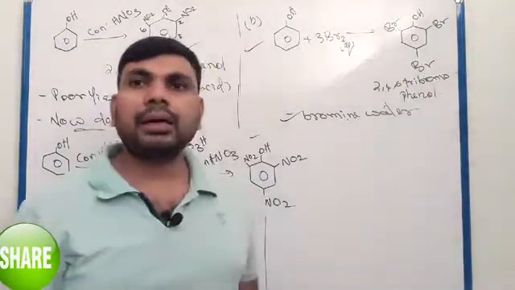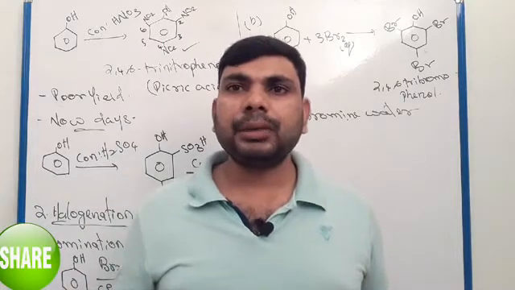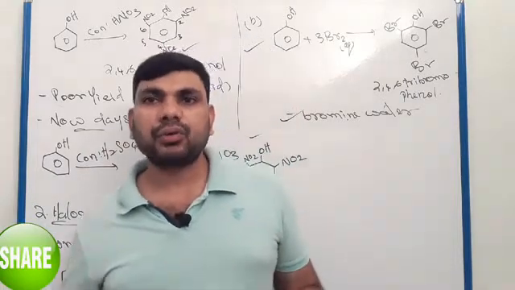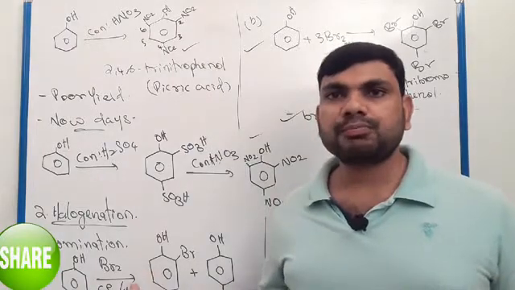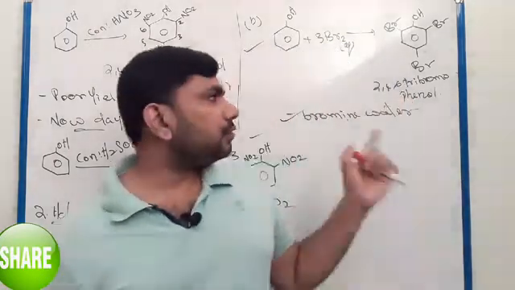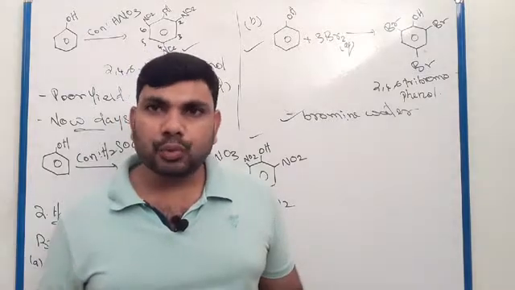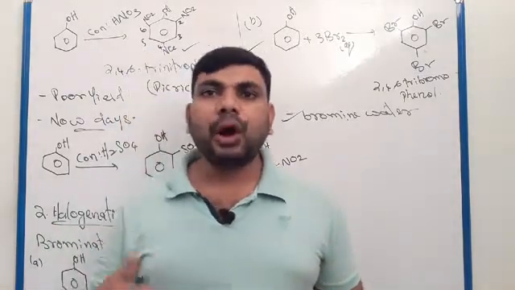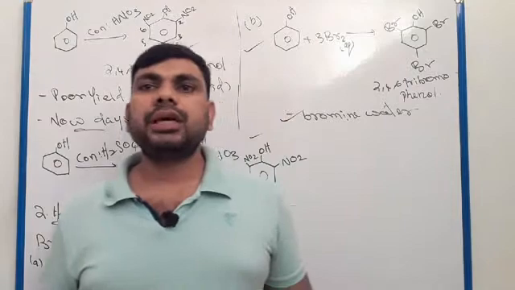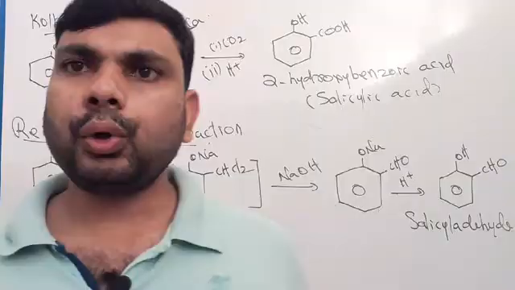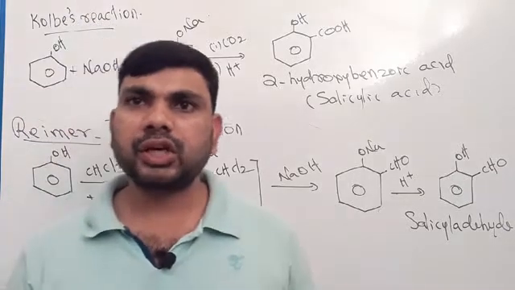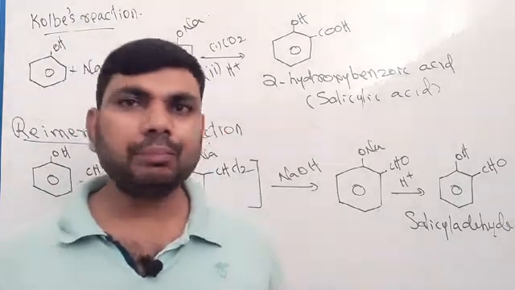So remember, phenol reacted with bromine in presence of carbon disulfide or chloroform gives a mixture of orthobromophenol and para-bromophenol. Phenol reacted with aqueous bromine, or bromine water, gives 2,4,6-tribromophenol. Clear? Next, we have to discuss two important name reactions.